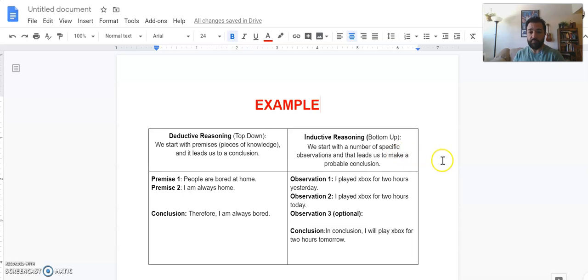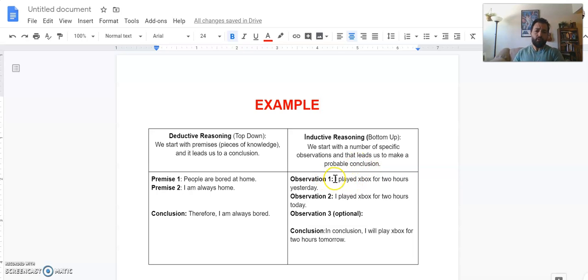Inductive reasoning would start with specific observations that lead us to make a probable conclusion. In inductive reasoning, like I said, you're not going to come up with a factual conclusion. You come up with a theory that, based on the evidence you've gathered, is probably going to be true, but you don't say this is an absolute fact. You just say that in conclusion, this is my answer.